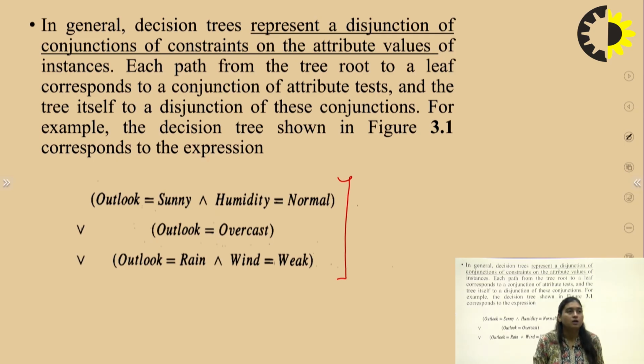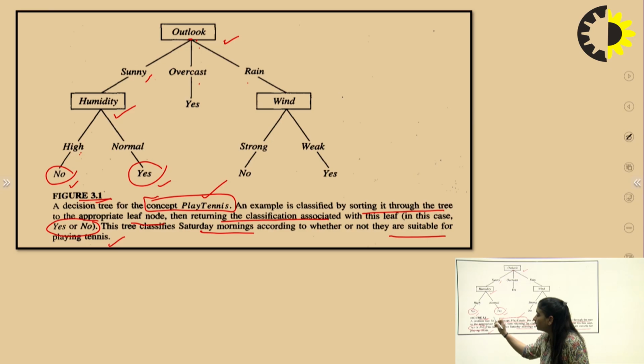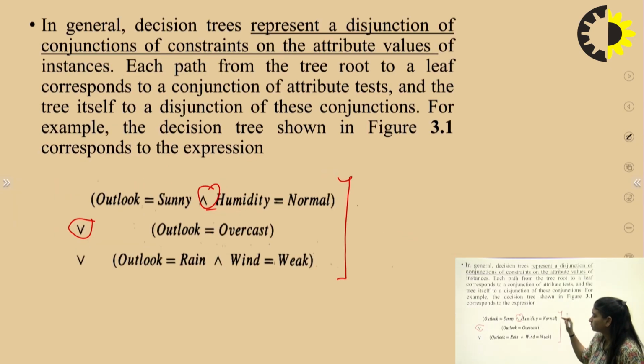Now in general, a decision tree represents a disjunction of conjunctions of constraints on the attribute values of the instances. Means we are using AND and OR for the representation purpose. As you can see here, we are using this AND operator and OR operator. Now each path from the tree root to the leaf node corresponds to the conjunction of the attribute tests, and the tree itself to the disjunction of these. For example, we have just seen this particular figure 3.1, and now this figure corresponds to this expression.